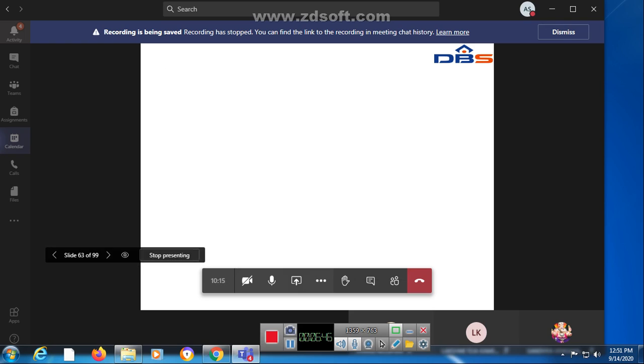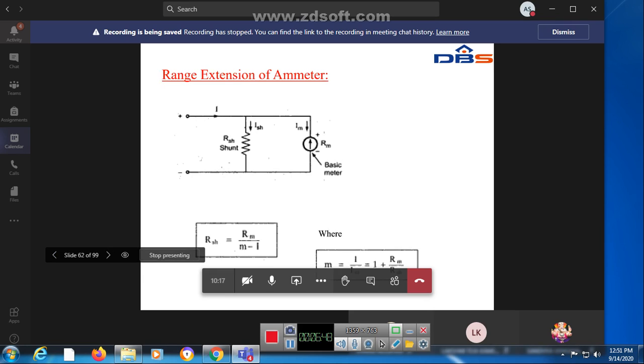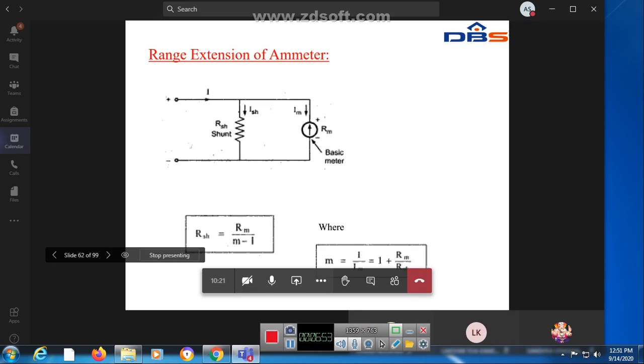See, this is the arrangement of range extension of an ammeter. Here, the shunt is a resistance you connect across the ammeter in parallel, the shunt resistance. This is a basic ammeter. This ammeter has internal resistance Rm and current Im. So Rm is the meter resistance and Im is the meter current of the ammeter.